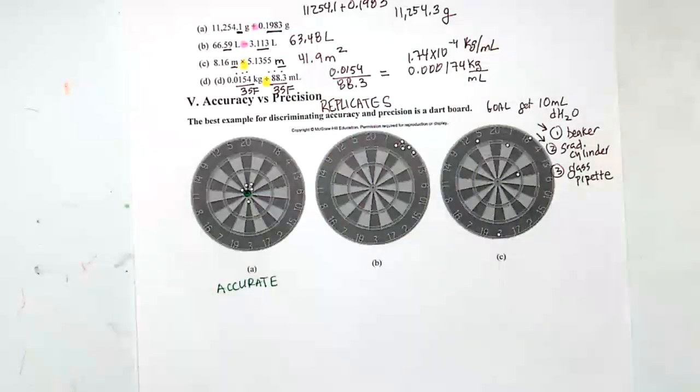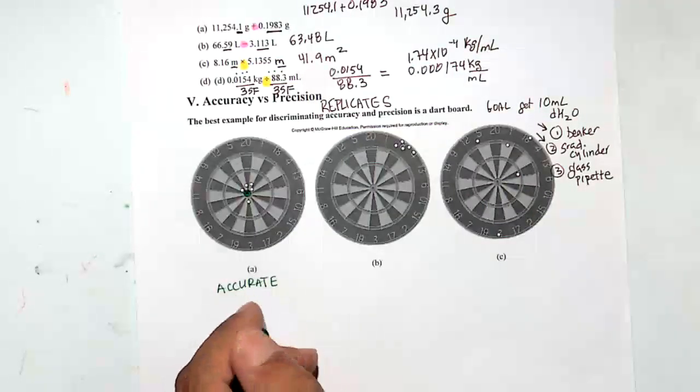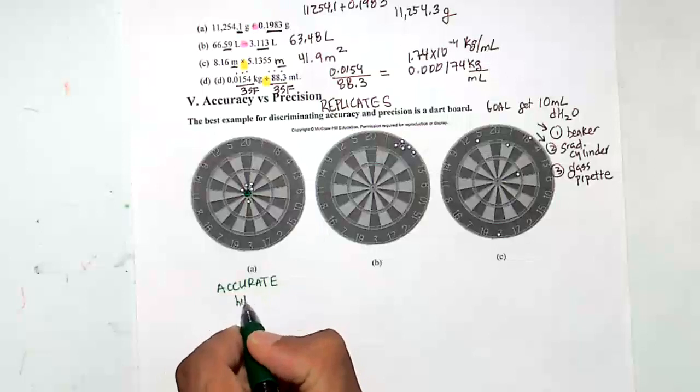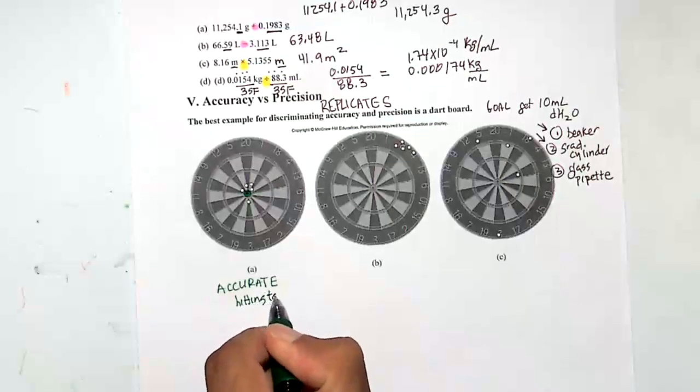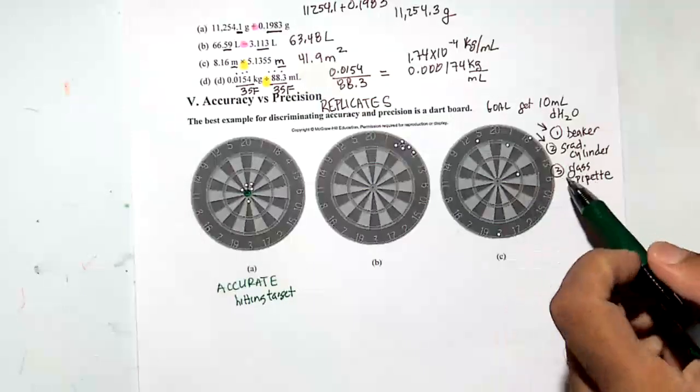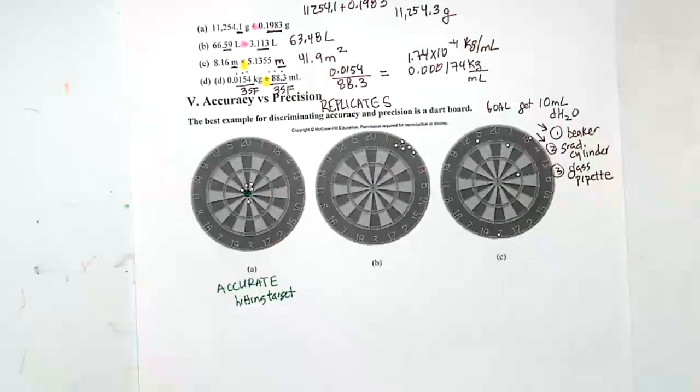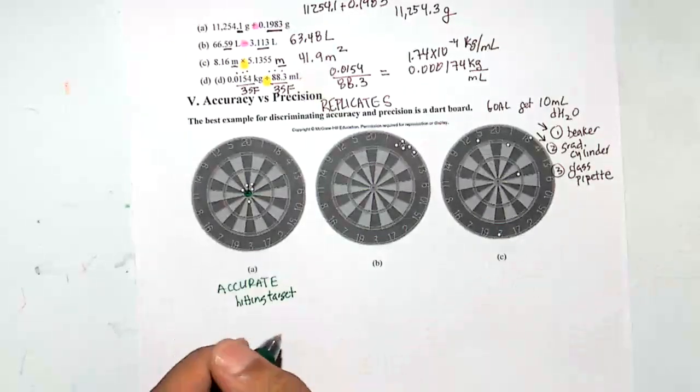Okay, kind of like the darts, okay, you're accurate. When you play darts at the bar, they don't give you 1, they'll give you like 4 or 5, right? Am I right? Okay, so accurate means, or accuracy means, you're hitting the target. Okay, the target for the lab, for the water lab, is 10 milliliters. Okay, we're trying to get to 10 milliliters, okay?